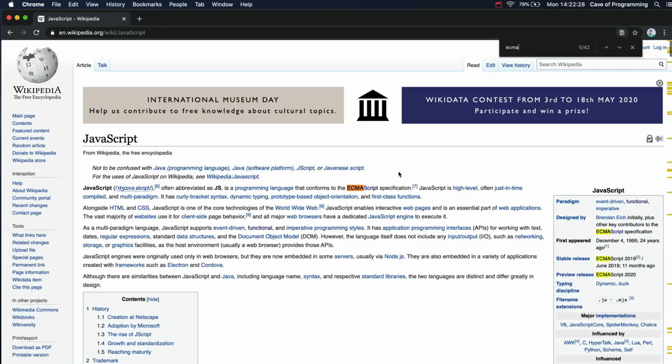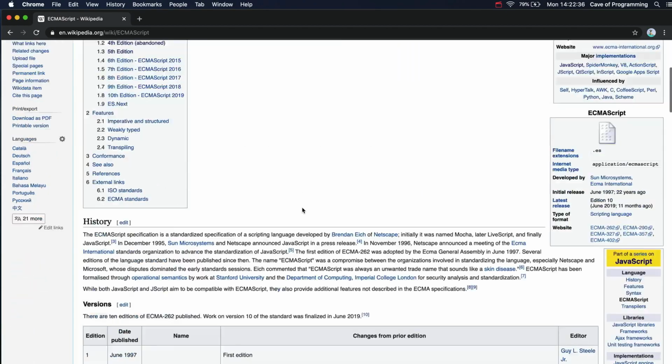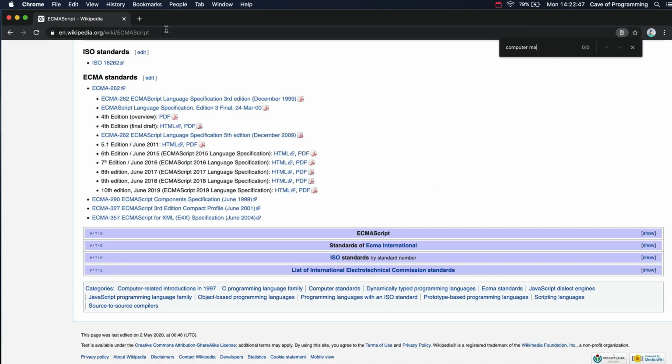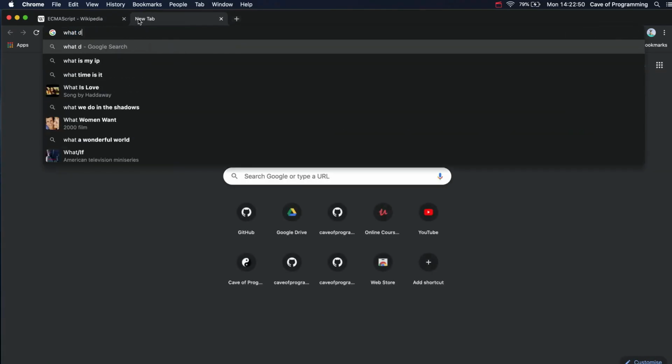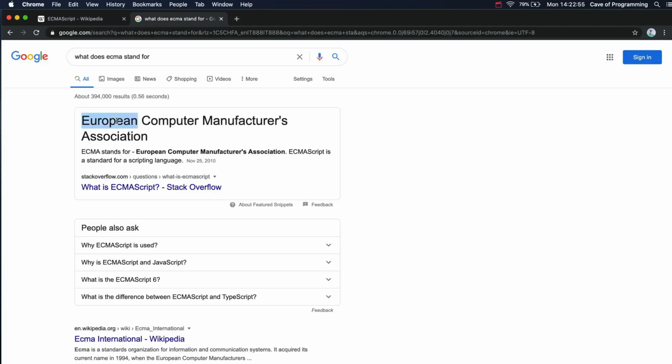ECMA. Take a look here. ECMA stands for, it's not going to tell me, is it? Computer manufacturer something. All right, let's just type this into Google. What does ECMA stand for? I thought it was European, but I didn't like to say, because I was thinking, European, really? Usually this stuff comes out of the States. Okay, but European Computer Manufacturers Association, incredibly.